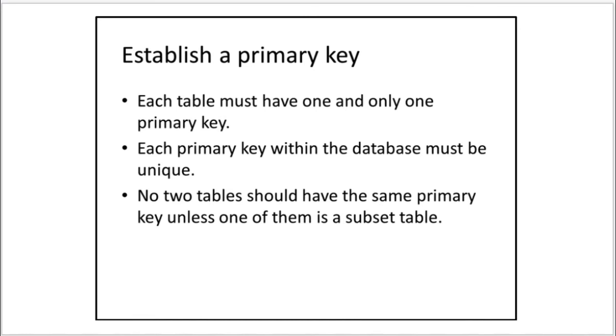For example, you could have a product key of one in the product table and a customer key of one in the customer table. So customer key one, that's unique. So you don't have to come up with some weird numbering convention to ensure uniqueness. And no two tables should have the same primary key unless one of them is a subset table. And we'll cover that later on in this course.